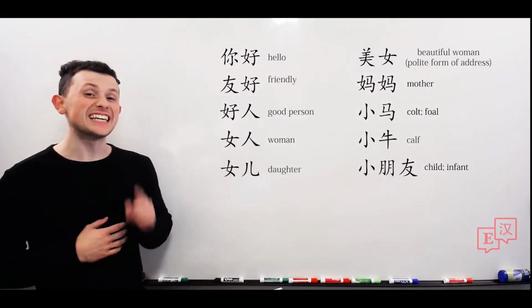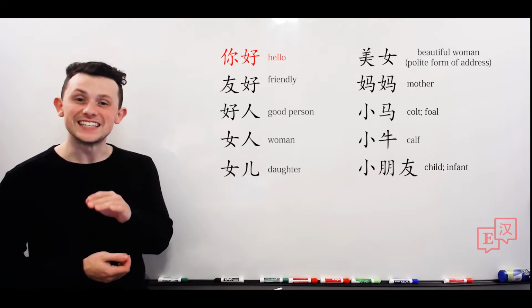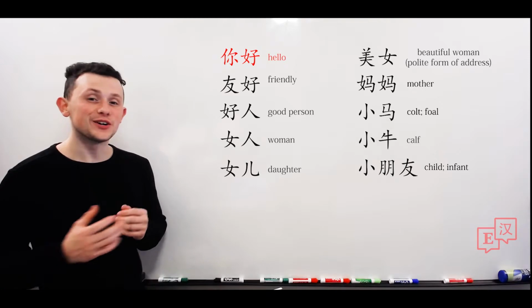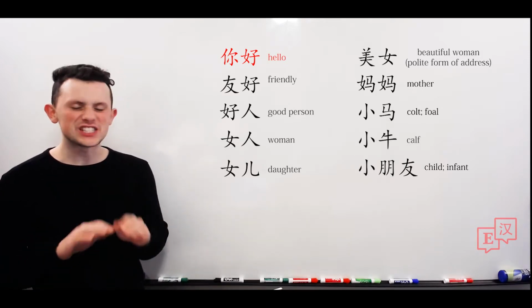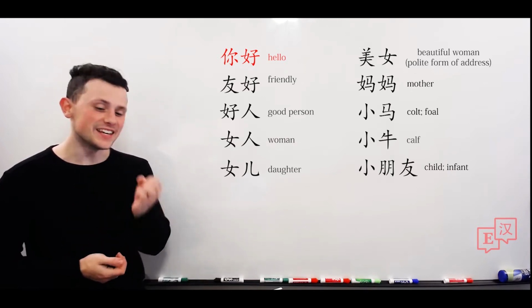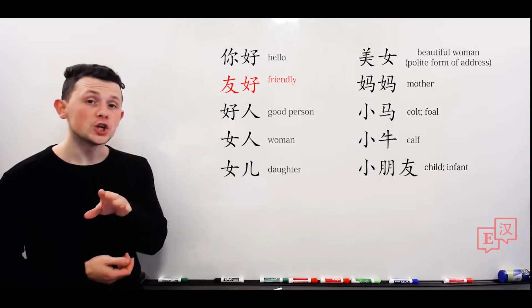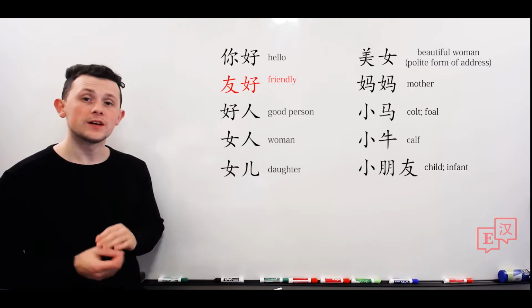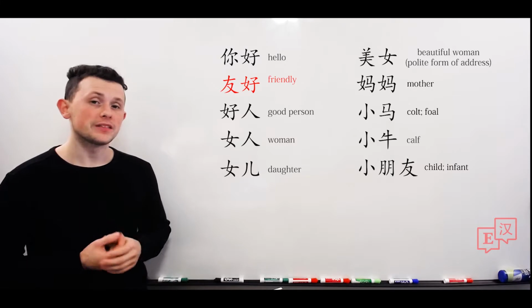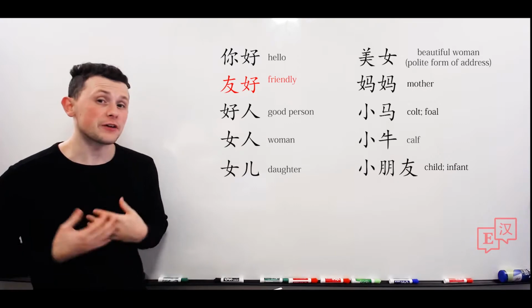今天第一个词，你好，你好. In Mandarin, you, good, is how we say hello. It is a very standard, normal form of address, and a simple way to say hi. 你好，友好，友好. Friend, good. In Mandarin, this means friendly. This is the adjective for someone being a friendly person or having a friendly personality.